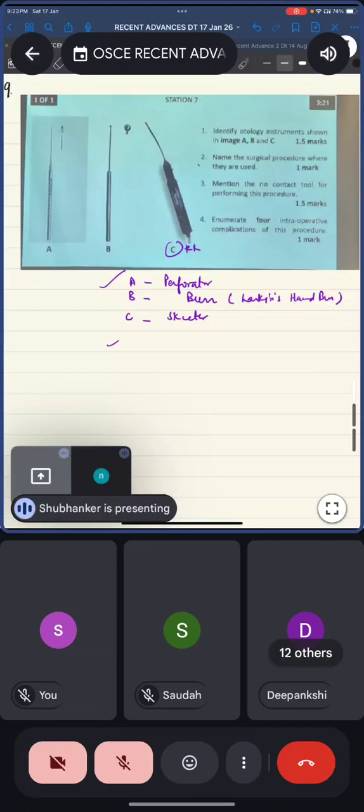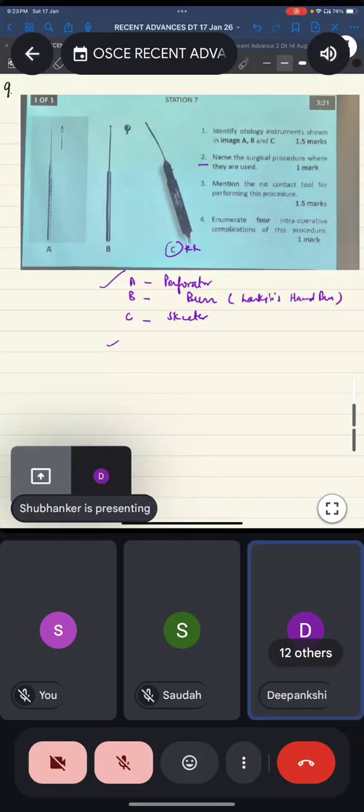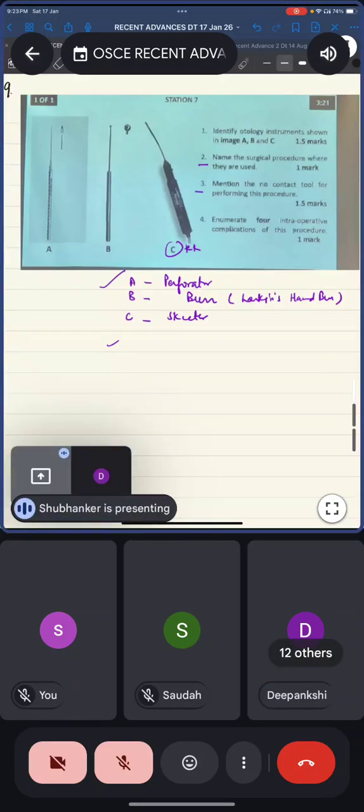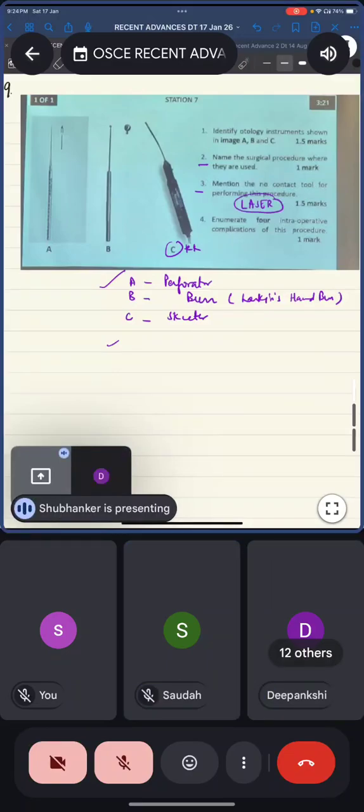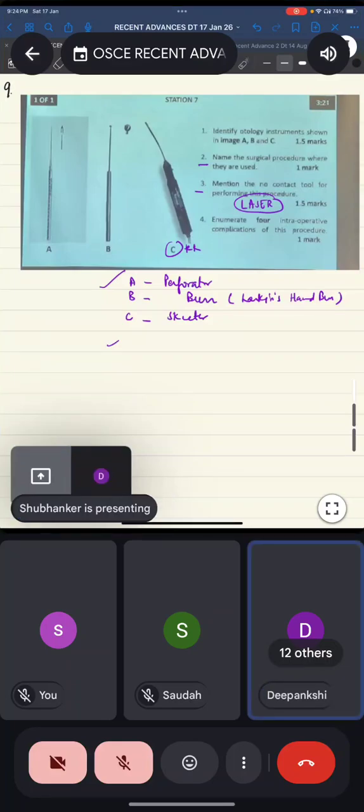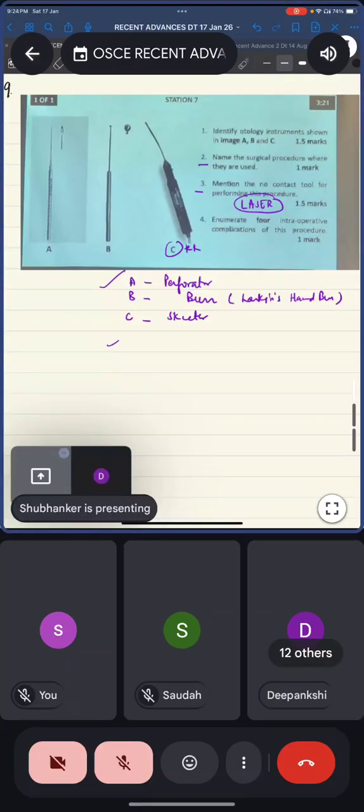Now, they name the surgical procedures where they are used. We are clear with that. They are used for stapedotomy. Now, mention the no contact tool for performing this procedure. Laser. Any other input apart from laser? No? Okay, so laser is the answer. And exactly to be specific, there is CO2 laser.